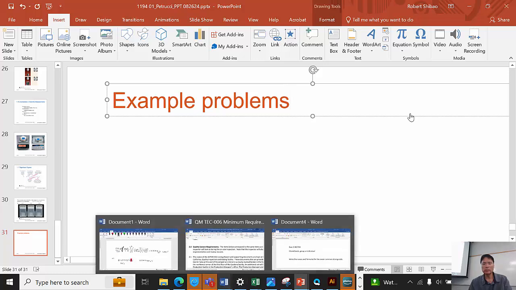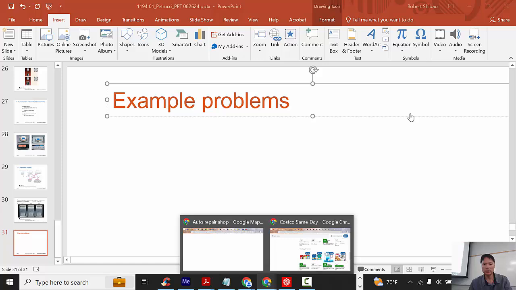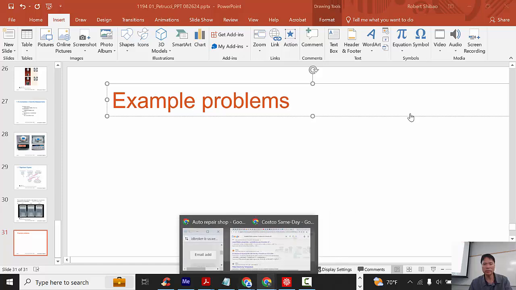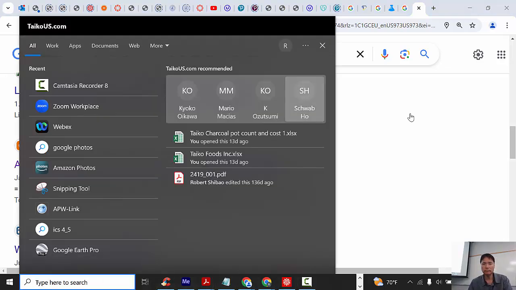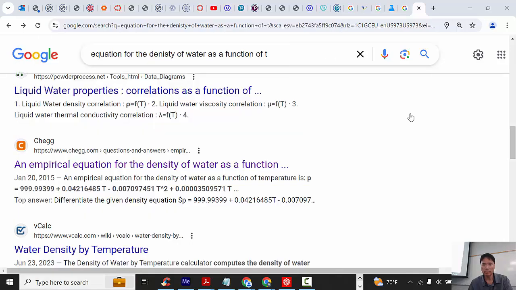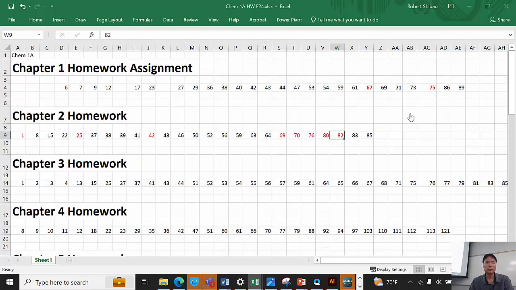All right, so we're going to use the conversion factor technique for calculations, or dimensional analysis. And let's take a look at some problems from the book, which I had written here. I'm going to take a look at 67 and 75.